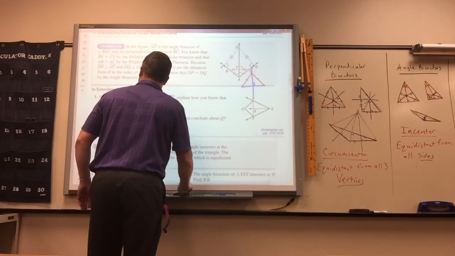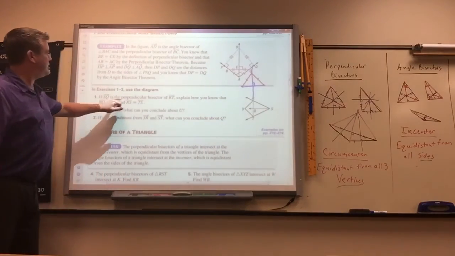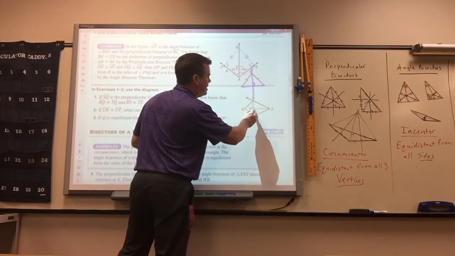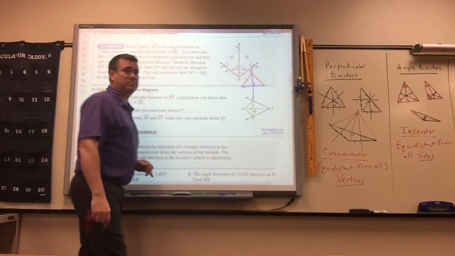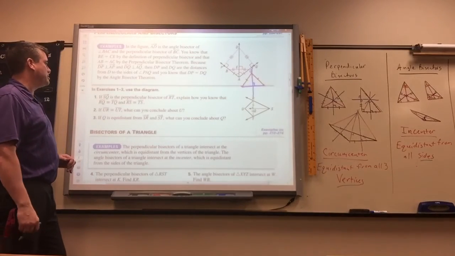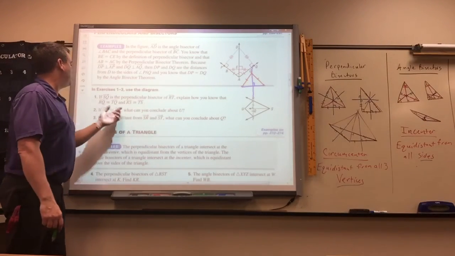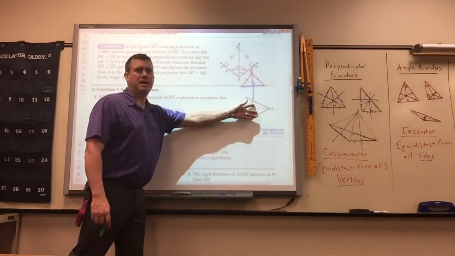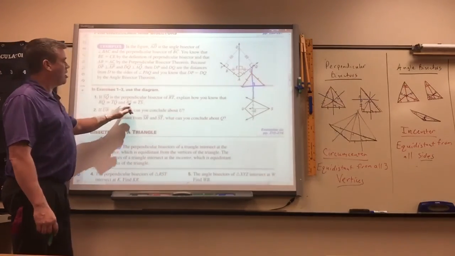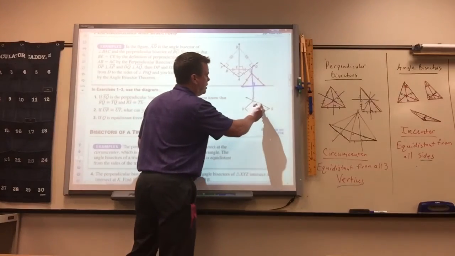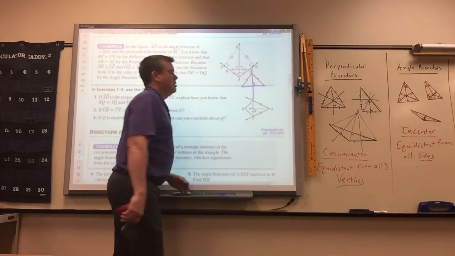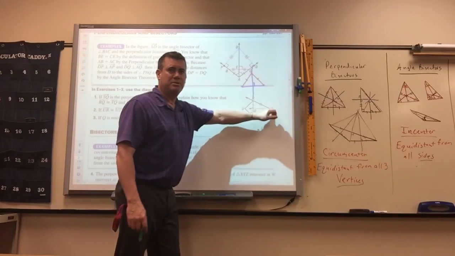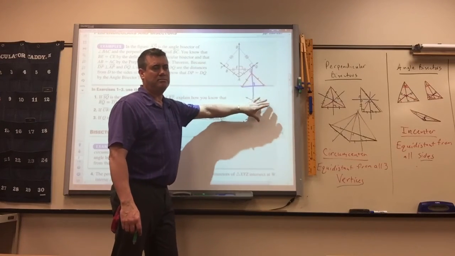So, if SQ is the perpendicular bisector of RT, that means this is 90, and that means those are equal, right? Yeah. Since it's a perpendicular bisector. Explain how you know that RQ equals QT. Well, because it's a bisector. And RS equals TS. How do we know that this equals that? Because any point on the perpendicular bisector is equidistant from each endpoint.